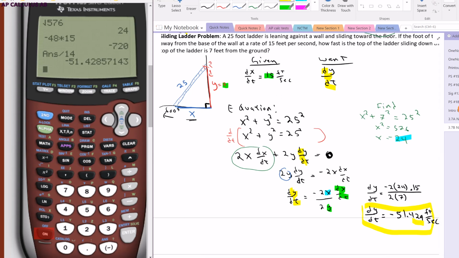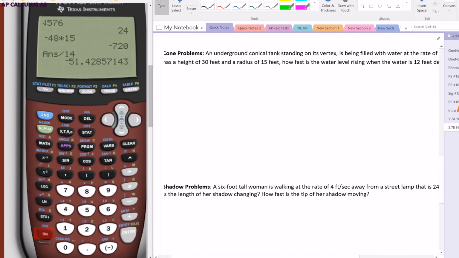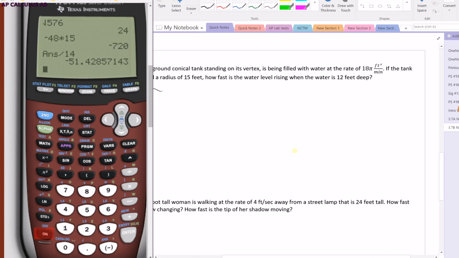Okay, so let's continue with another problem. Here we have an underground conical tank. So you can imagine we are underground. Here's the ground. The conical tank is standing on its vertex, so the cone is kind of standing like this. It is being filled with water. Let's go ahead and draw the cone looking thing. It's being filled with water at a rate of 18 pi cubic feet per minute.